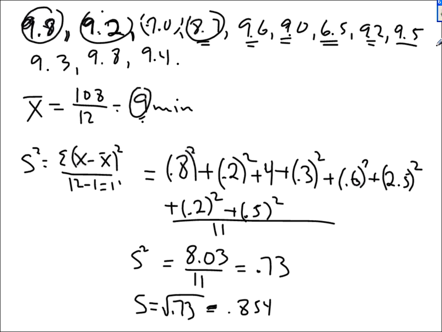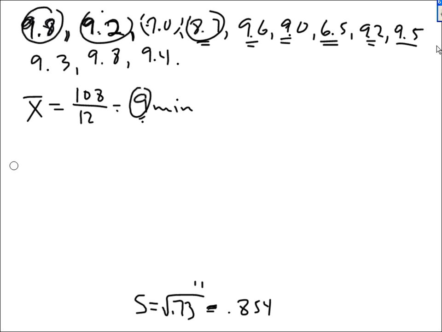So that's the standard deviation. We did all of that to find the standard deviation. I'm going to erase most of this. We have the average, and we have the standard deviation, 0.854.